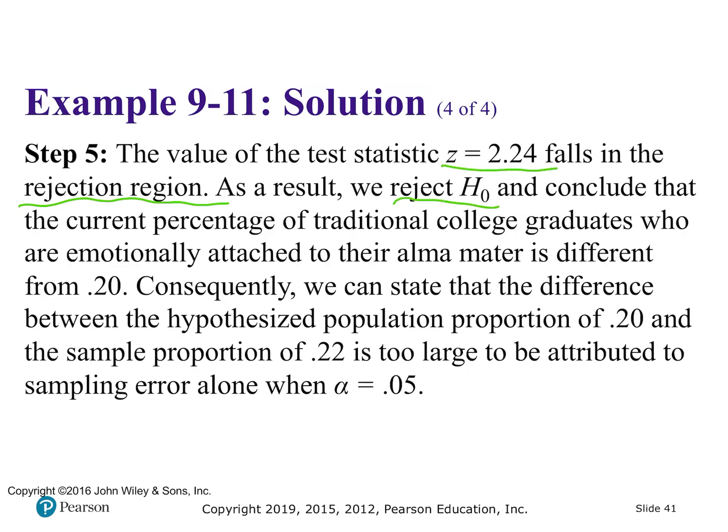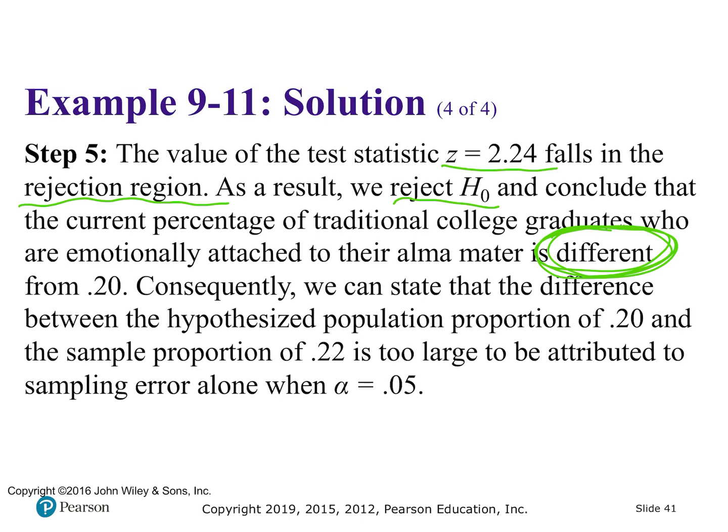We reject H0 or prefer H1 and conclude the current percentage of traditional college graduates who are attached to their alma mater is different, not greater. It's a two-tail game. We can't change it to a one-tail game. You have to say different or it's incorrect. Because next time, maybe it'd be 15%, or the next time it might be 40%. It's one of those pendulum things where it just isn't settling in. That's the idea of a two-tailed test.